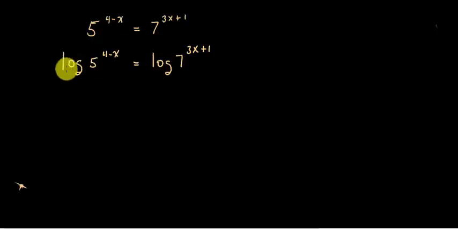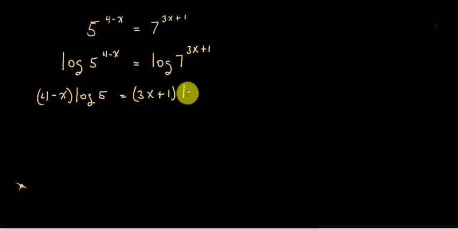But then I can use my power rule, right? I can take this power and bring it down in front, and that's completely equivalent. So when I bring it down in front, I have 4 minus x, I'll put that in parentheses, times log of 5 is equal to 3x plus 1 times the log of 7.